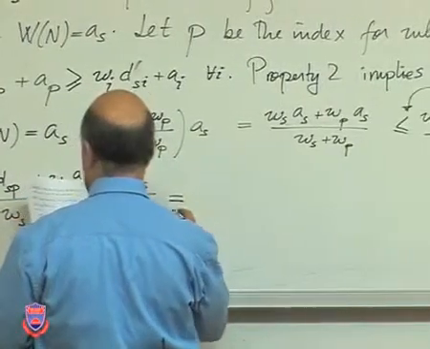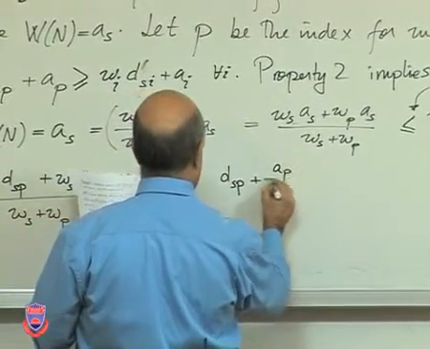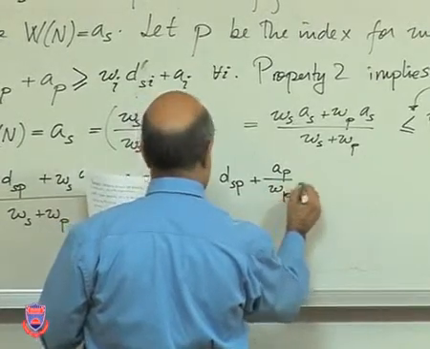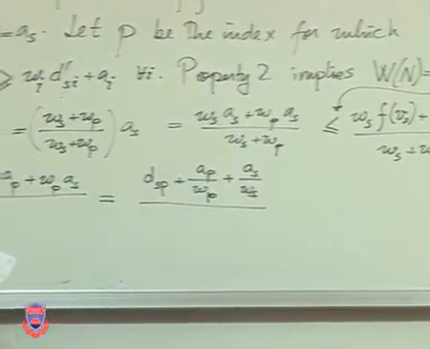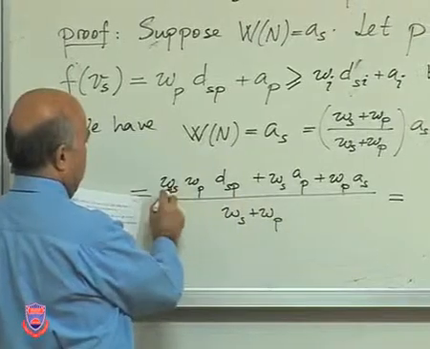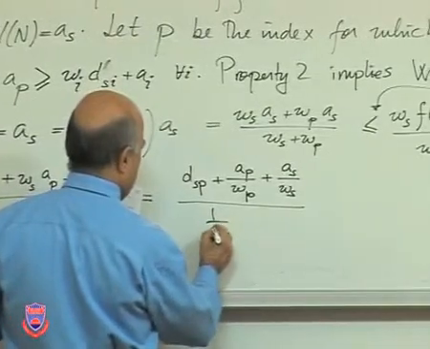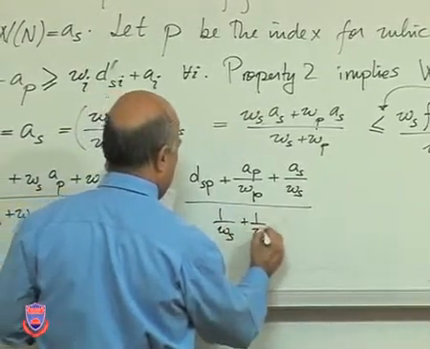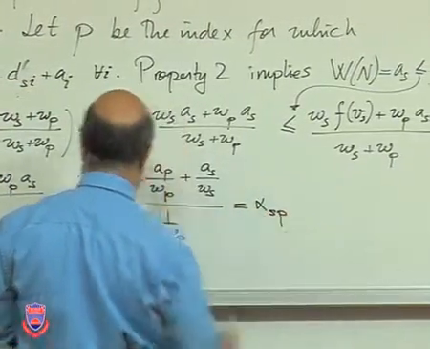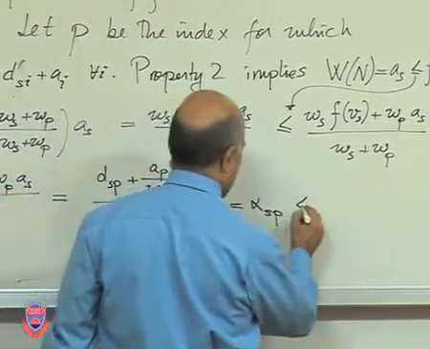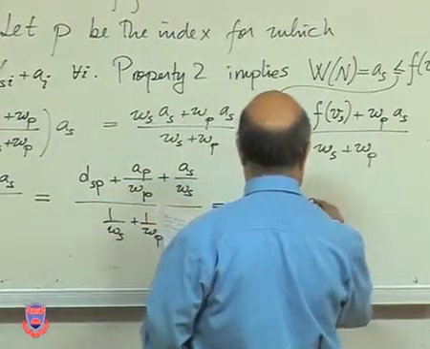Which simplifies into dsp plus ap over Wp plus as over Ws. I'm just dividing everything by the product of Ws, Wp. That's all I'm doing, which is at the bottom we have 1 over Ws plus 1 over Wp. And that, of course, is your alpha Sp. But what do I know? I know alpha Sp is less than or equal to As.